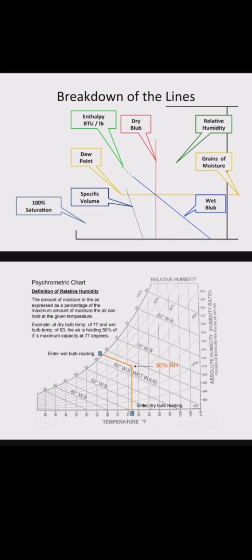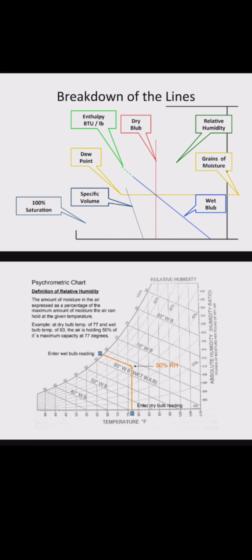Dew point temperature. Specific enthalpy. Breakdown of the lines: enthalpy, BTU per pound; dry bulb; relative humidity; grains of moisture; dew point, 100% saturation; specific volume; wet bulb. Definition of relative humidity.